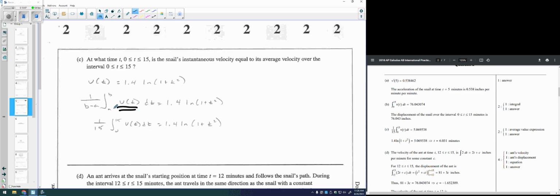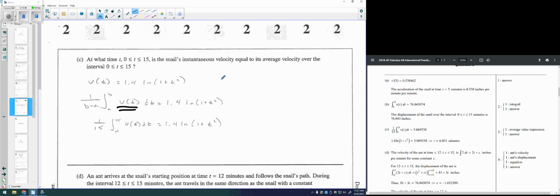So if I want to find the average value of velocity, then my velocity equation is what needs to go here. So the average velocity is 1 over b minus a, and that whole mess. That was the hardest part. It's conceptually knowing that in order to find the average velocity, I have to do average value.